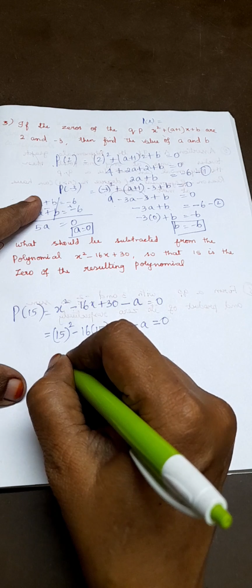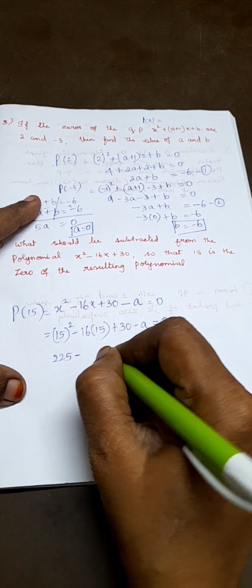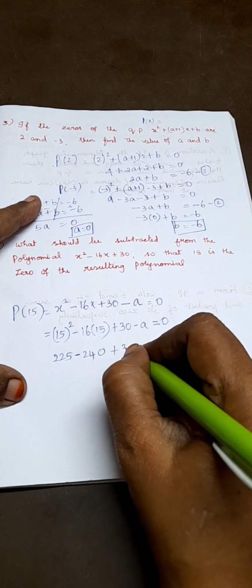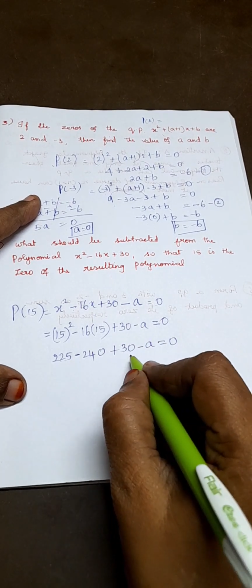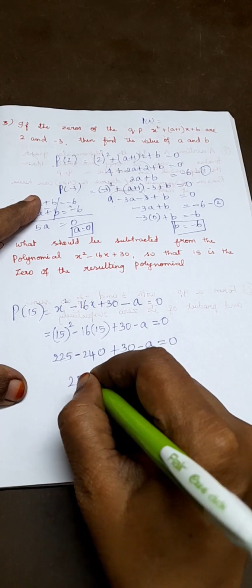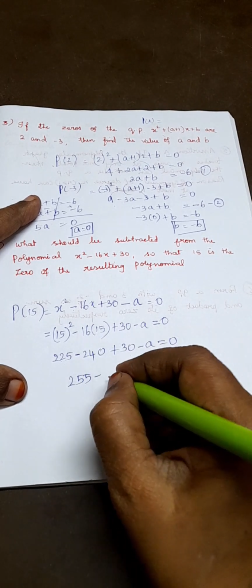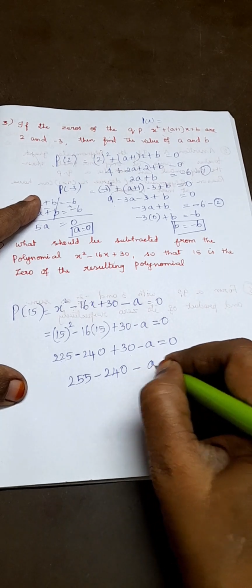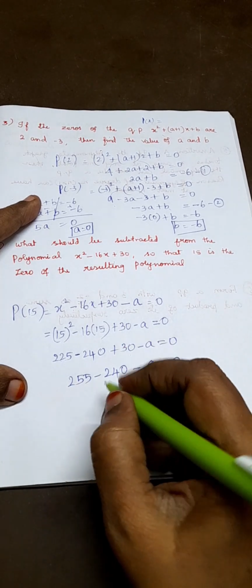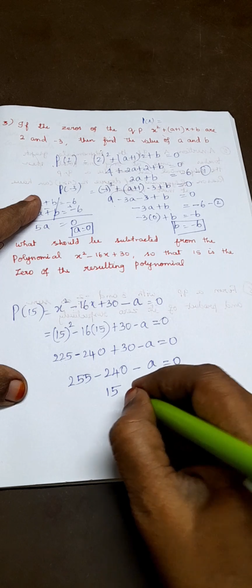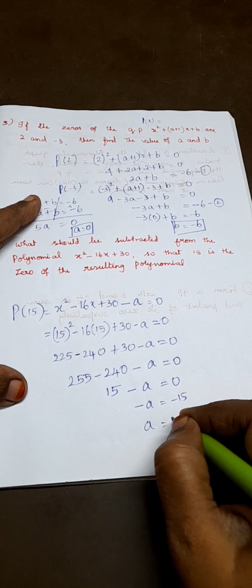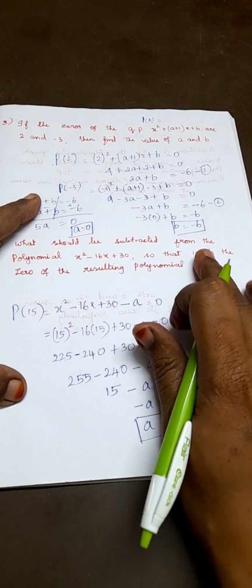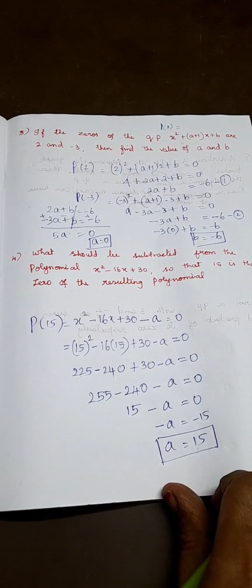15 square is what I will get? 225 minus 240 plus 30 minus a equal to 0, right? So what I will get? 225 plus 30 will become 255 minus 240 minus a equal to 0. 255 minus 240 will become 15, right? 15 minus a equal to 0, minus a equal to minus 15. So a should be what I will get? 15. So 15 should be subtracted from the polynomial. So 15 will become a 0 of the resulting polynomial. Is it clear? Shall we go to the next problem?